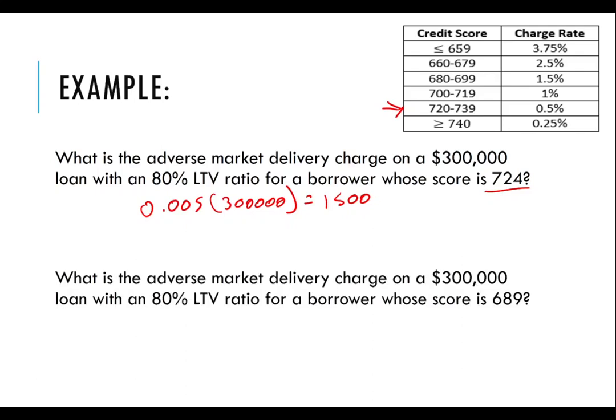Now if we want to know what the delivery charge is when the score is 689, then we find 689. 689 lives here. That is a 1.5% charge or 0.015 times 300,000, which is going to give us a value of 4,500.